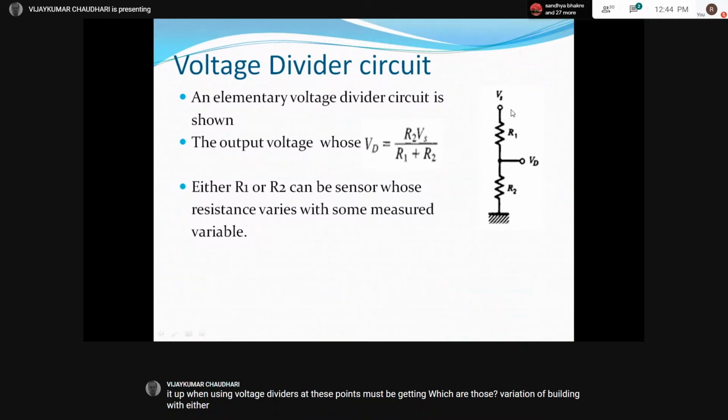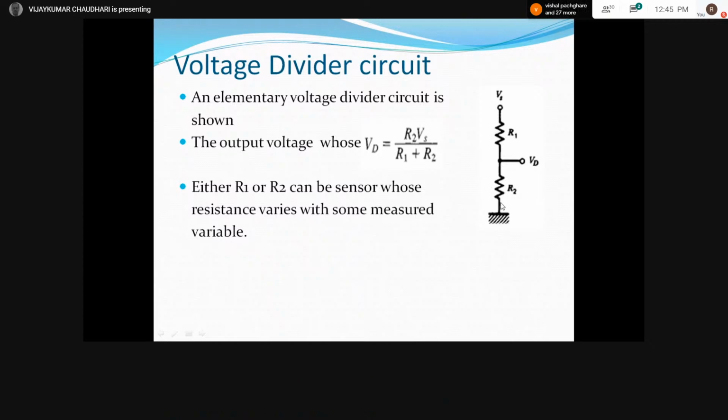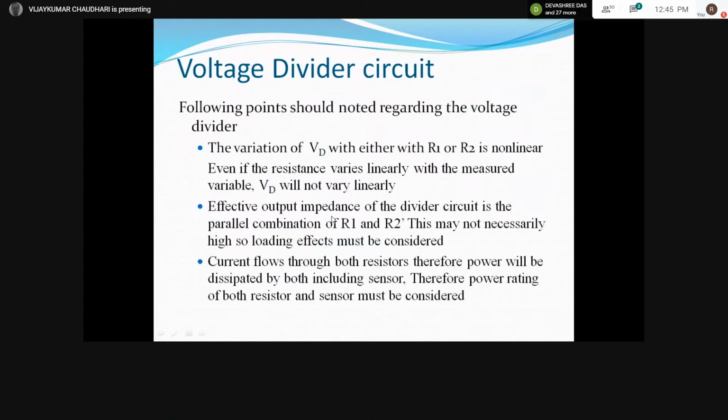While calculating RTH in Thevenin's theorem, we remove all the voltage sources and replace them by short circuits. If there is a current source, we replace it by an open circuit, right? So here, Vs is the source that we are removing and shorting. When we short these two terminals, R1 and R2 come in parallel, and the resistance at the output terminals between VD and ground will be the parallel combination of R1 and R2. That's what it means. The effective output impedance of the voltage divider circuit is the parallel combination of R1 and R2. This may not necessarily be so high, so the loading effect must be considered.